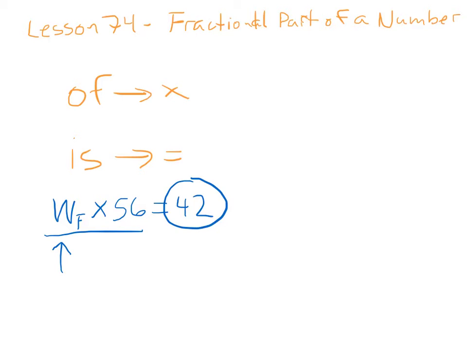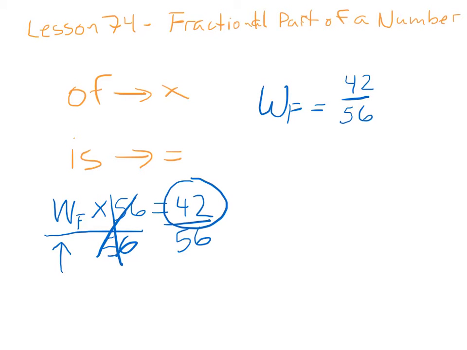The opposite of multiplication is division. I would divide both sides by 56 to cancel this out and put 56 over here, so I'm left with what fraction, 42 over 56. So now I've got a fraction over here, and I can reduce that fraction. I can either solve it on paper and do 42 divided by 56, and it's going to give me a decimal number, which I'm going to have to convert to a fraction. Or I can try to reduce over here.